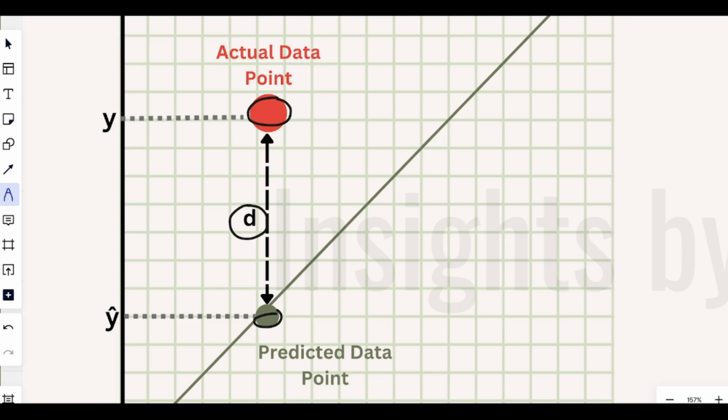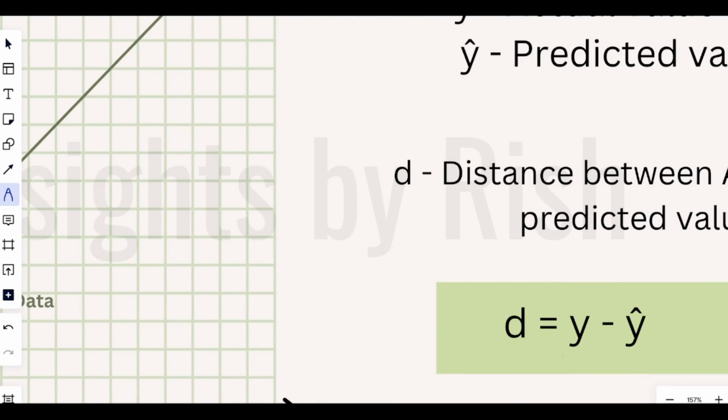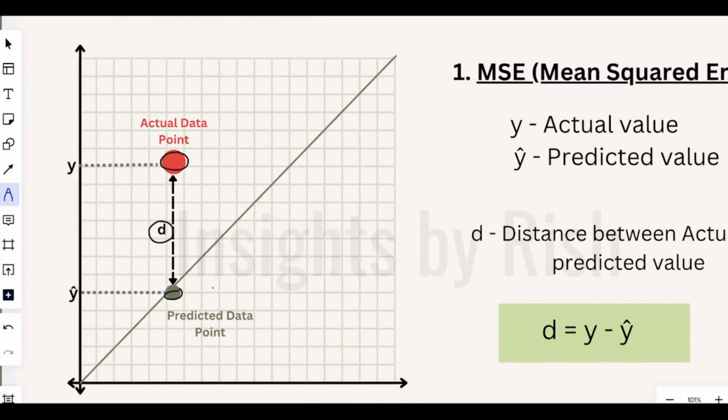Now, d is the difference of the actual data point and the predicted data point. So the formula for d is the actual data point, which is y, minus the predicted data point, which is y hat. Let's say that the value of your data point is 5 and the model predicted it to be 3. Then your distance, your d, will be 2, that is 5 minus 3, 2.